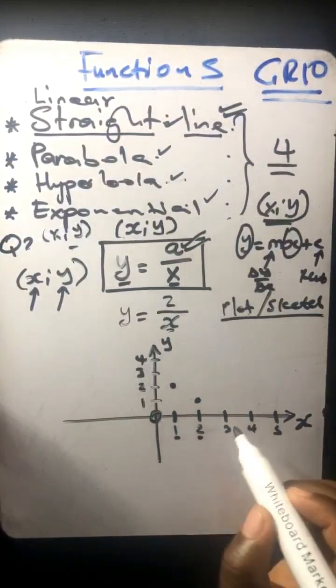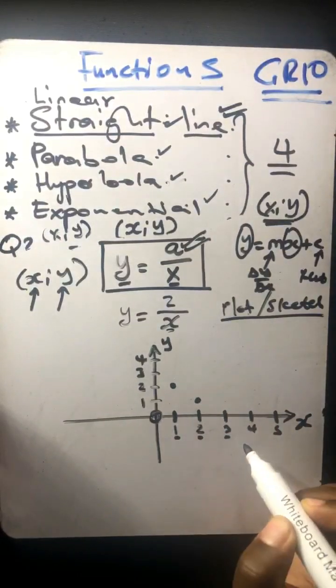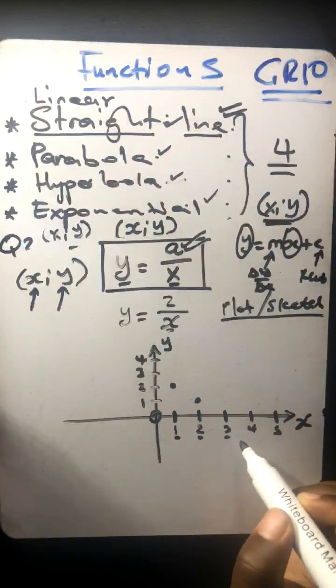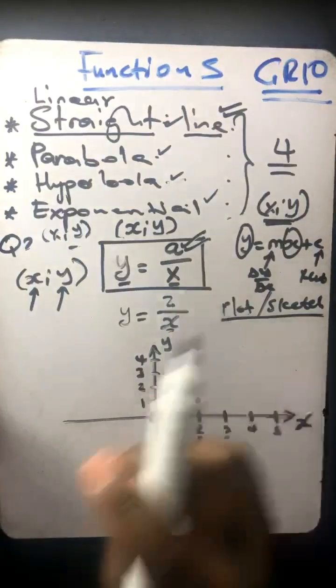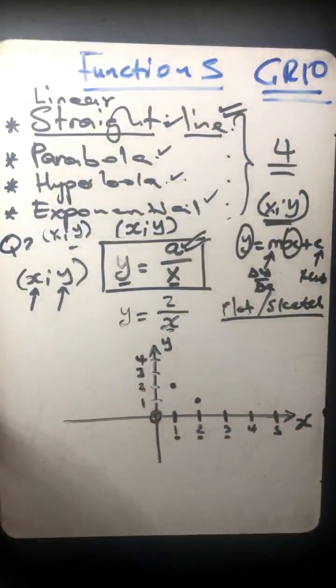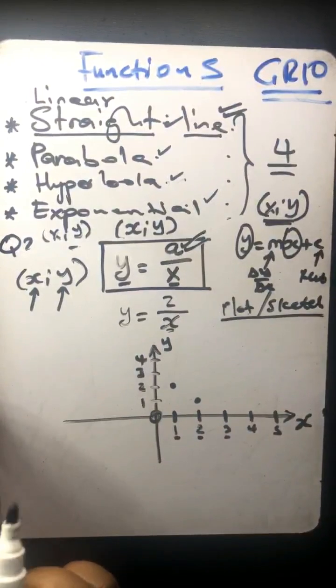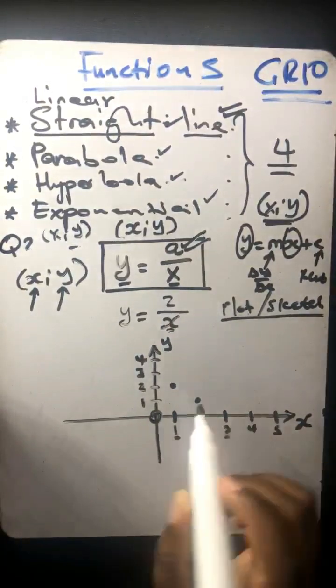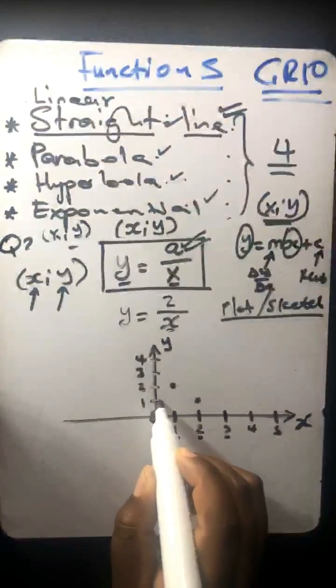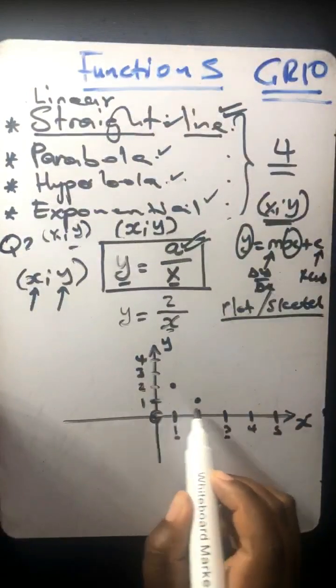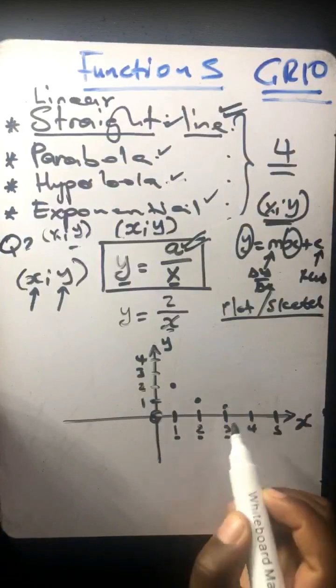Then you can maybe use this as a last point, just so that it guides you in terms of how the shape will look like. So that means you're having 2 over 3. What is 2 over 3? Let's see. 2 divided by 3 as a decimal is 0.6. So that means it's actually between 0 and 1. You can just make an estimation to say maybe it's somewhere there.